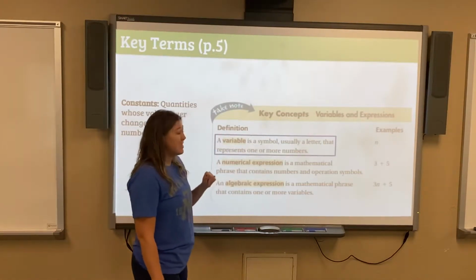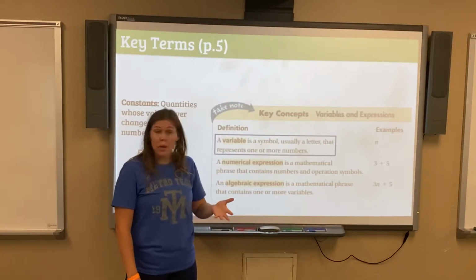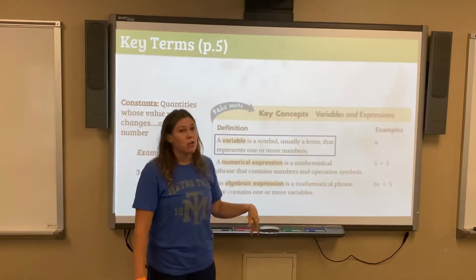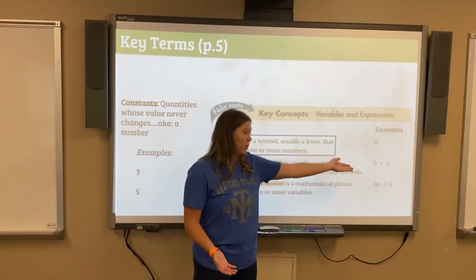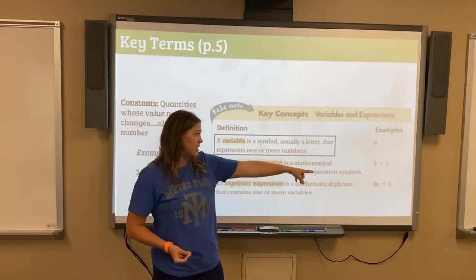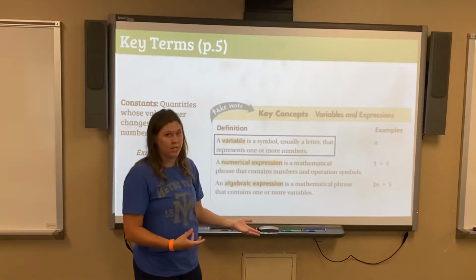A variable is a symbol or a letter that represents one or more numbers. So an example would be n. A numerical expression is made up of numbers and symbols, like 3 plus 5. An algebraic expression is made up of numbers, variables, and symbols, so like 3n plus 5.